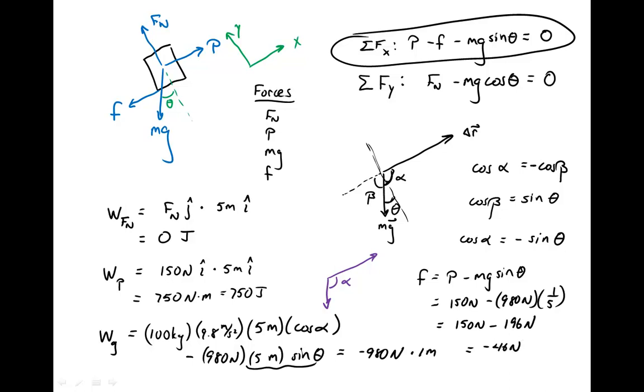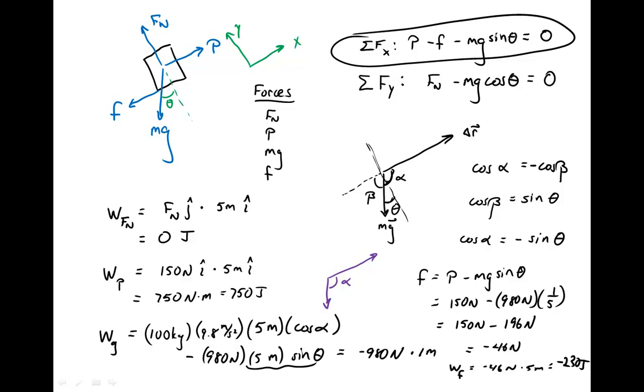That says that friction is up the incline, but that's okay. The problem wasn't really well done, is the issue here. My force should be bigger than 150 newtons. But we get the idea across. And so minus 46 newtons for the frictional force, work done by friction then, is minus 46 newtons times 5 meters, which is minus 230 joules.